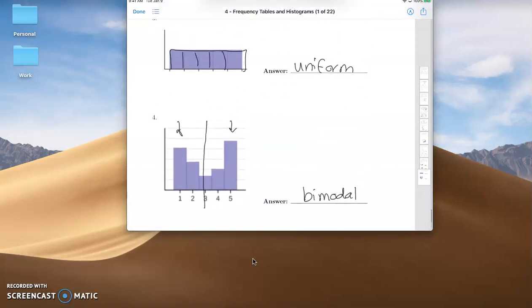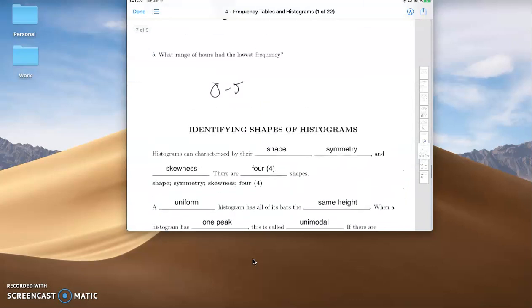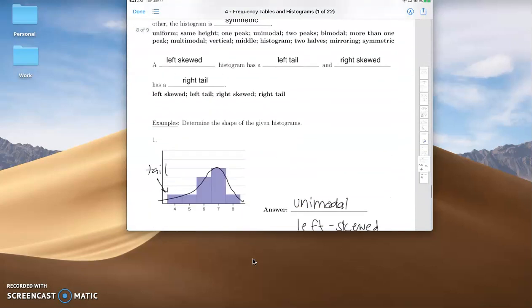All right. So that's the basics of histograms. Like I said, they're a great way to show data, and you can get a really good idea of where the bulk of the data is, where the higher frequencies are by looking at histograms. So if you have any questions about the frequency tables, the relative frequency, cumulative frequency, or histograms, let me know.